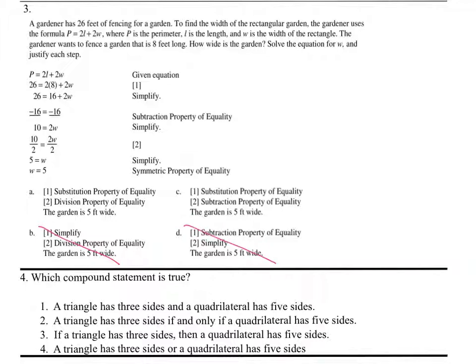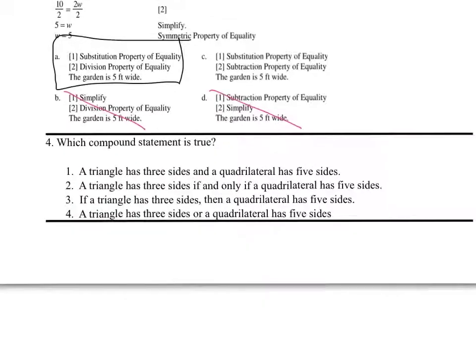All right, so now we go back to it. We're going to look at item 2. And item 2 is 10 equals 2W. How do we get here? What's actually happening here? Oh, we're actually using division here. We're dividing both sides by the same thing. So we're using the division property of equality. So that automatically makes our answer A, and we're done.